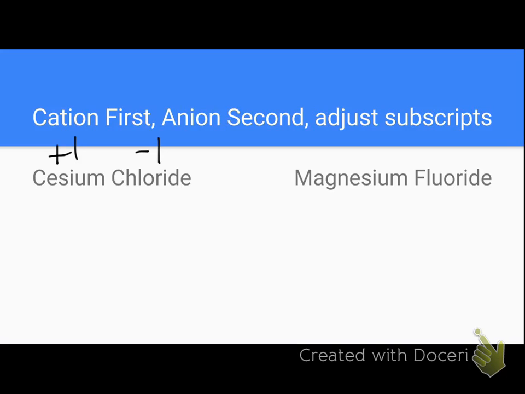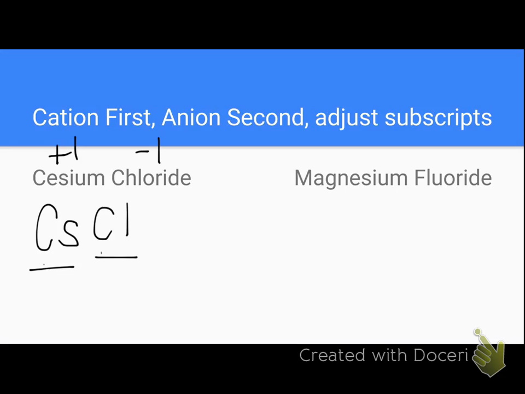So now, remember, these charges must cancel. Well, right now, +1, -1, they cancel, so I don't need to adjust anything here. So I can just write it as CsCl. I have one cesium, I have one chlorine. Both of them are contributing a 1 charge. Cesium contributing a positive, chlorine contributing a negative.